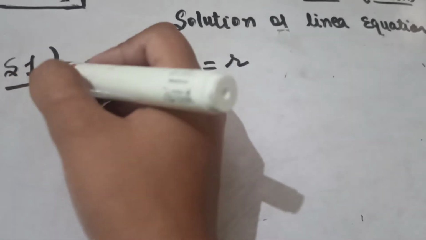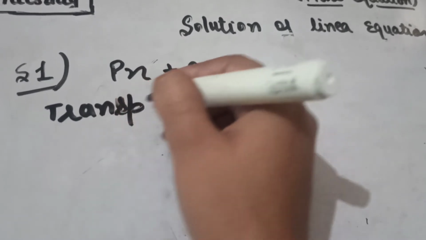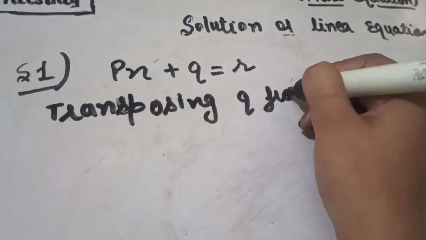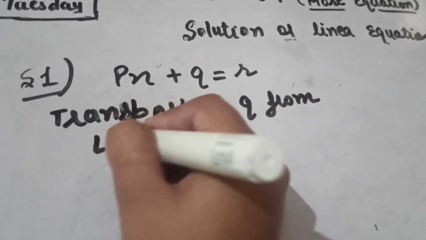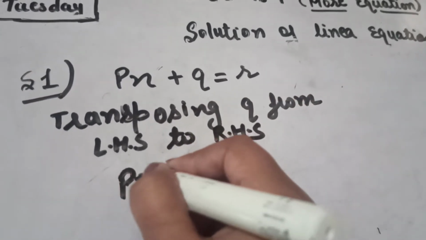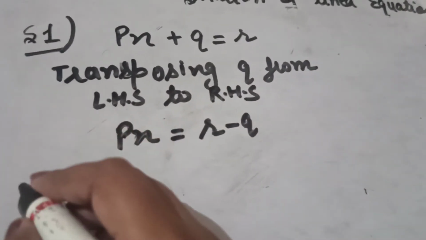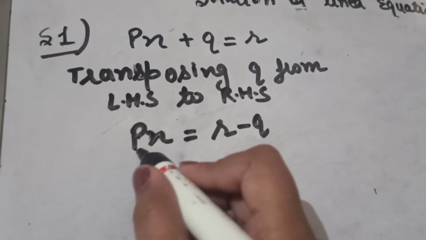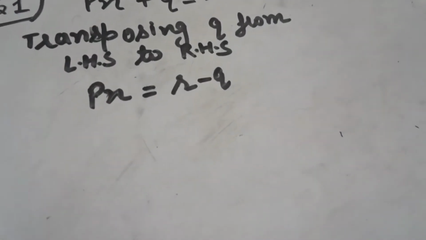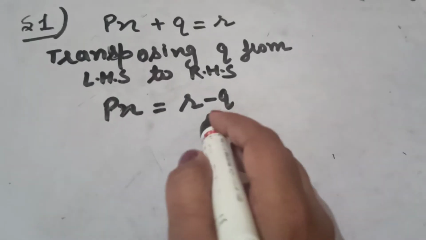So first transposing q from left hand side to right hand side: px equals r minus q. Clear? Again we will transpose p because these are constants. Constant means it can be any value, 3, 4, 5, which does not change, and x is the variable which has a value and which will change.